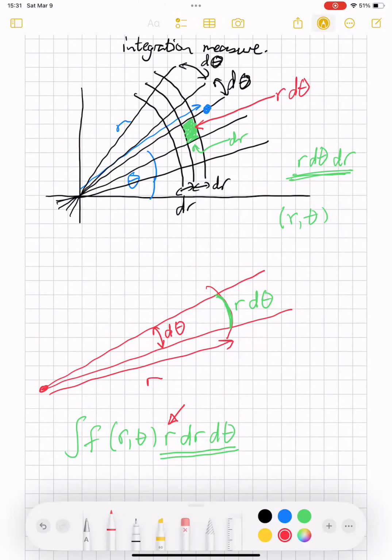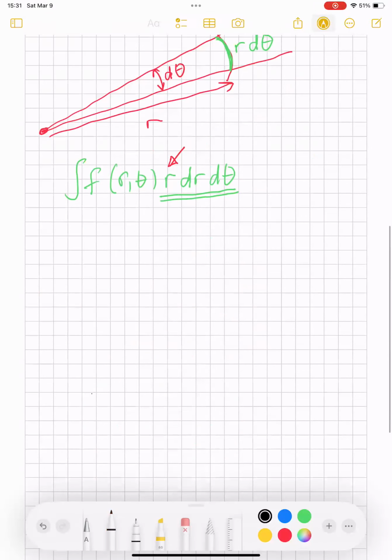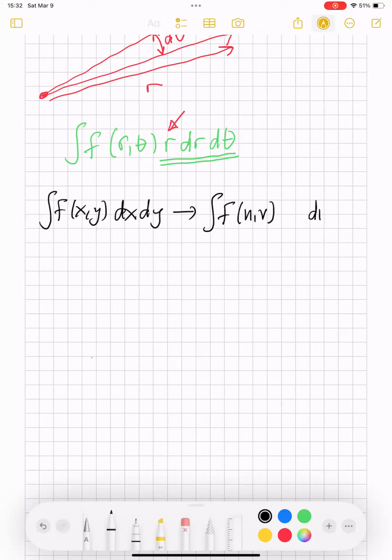Now, we want a mathematical rule that's going to tell us what this measure is, and that's where the Jacobian comes in. I'm just going to state the rule now. Let's imagine that we start with an integral of f of x and y, dx dy, and we would like to rewrite this as an integral of f using new coordinates, u and v. We want to integrate du dv.